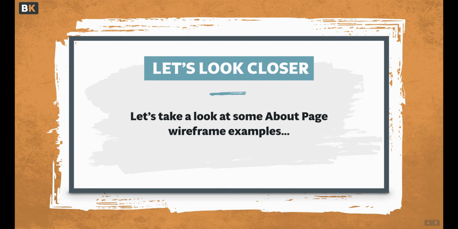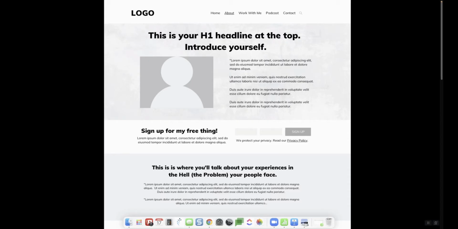So let's look closer here. Let's take a look at the About page wireframe example that I've created for you. All right, in this example, we have our About page, and some of the sections are going to look very similar to the home page with a couple tweaks. So in this hero section, you're still going to have an H1 headline. You're going to have an image of yourself, or if you're the face of your brand, I highly recommend that. And then you're going to have either your elevator pitch, your core differentiator statement, or your mission statement here. And you want to make sure this is different from what's on the home page. You want to make sure when they're coming to your About page, if they've come from your home page, they know they're on a new page.